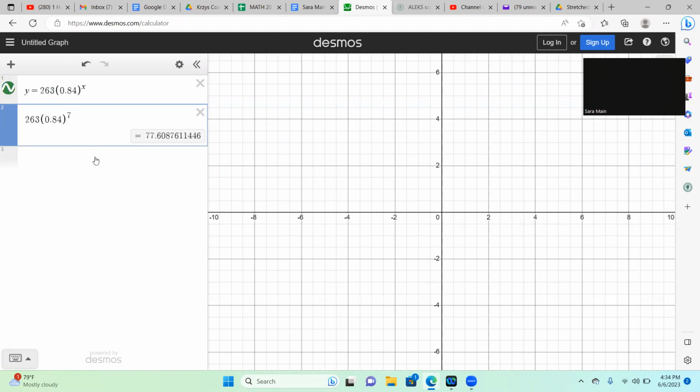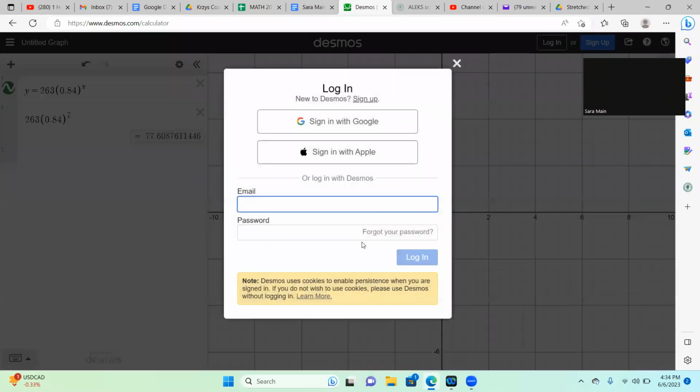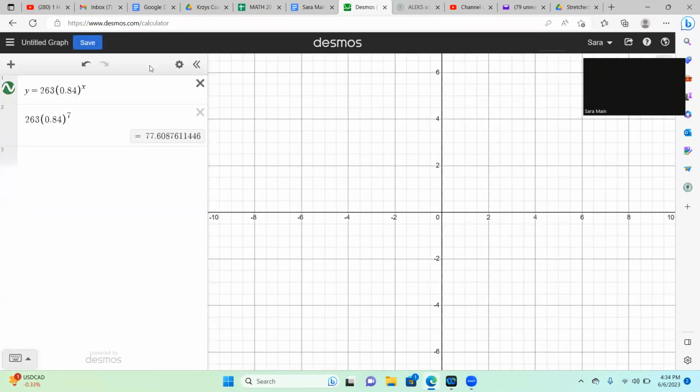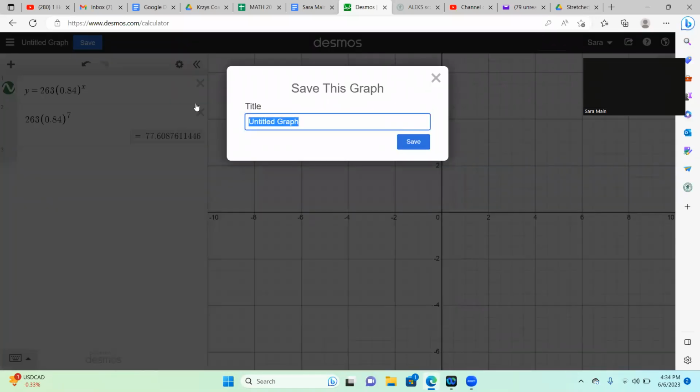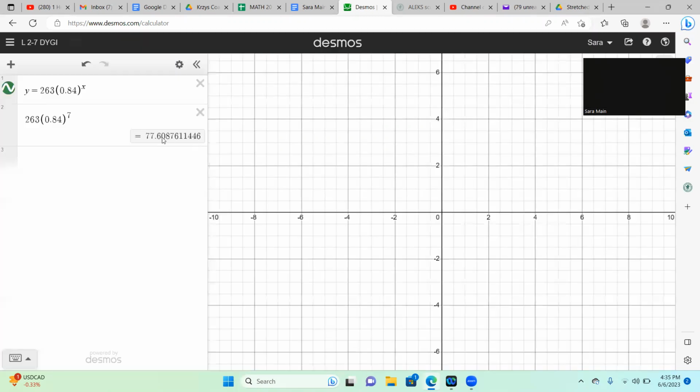Also, as you're working through Desmos and any of these problems, it's always good to make sure you're logged into Desmos and that you go over to the top left and you hit save. And I'm going to do L27 for lesson 2.7. And then I'm going to just say, did you get it? So I will reference these as the did you get it. And so this is what I'm working on there. So now let's go back to my paper.